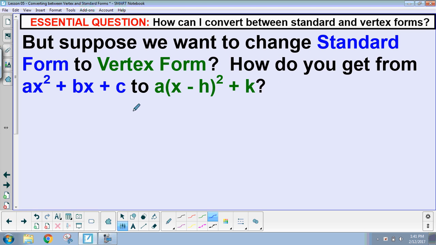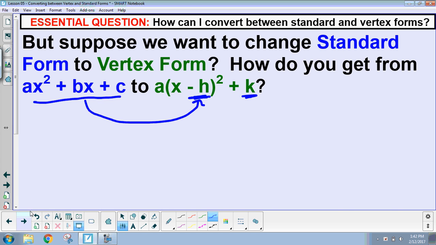We want to change standard form into vertex. Okay, standard form into vertex. Notice the A's. Okay, they kind of transfer over. Okay, keep that in mind. We need to find the H and the K. So let's look at the steps.